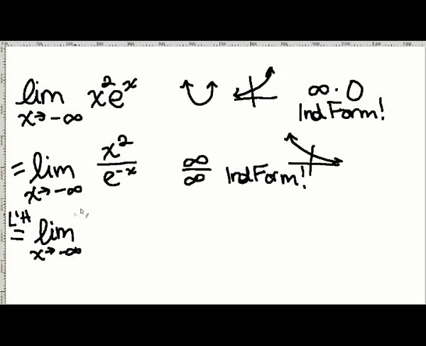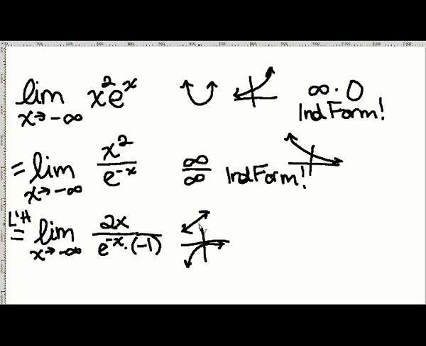So I consider the limit as x goes to minus infinity of the derivative of x squared, 2x, over the derivative of e to the minus x. The derivative of e to something is e to the something times the derivative of the something. So the derivative of minus x is minus 1. Well, 2x, that's a line, and minus e to the minus x, that's just flipping e to the minus x, so it looks like this now.